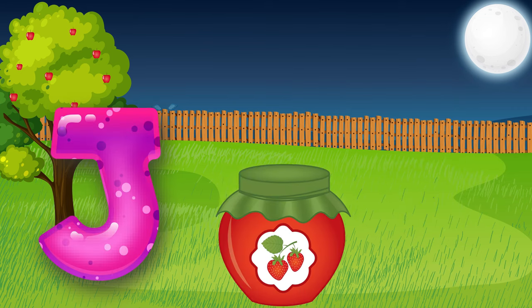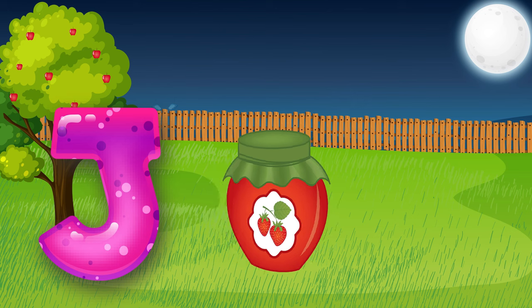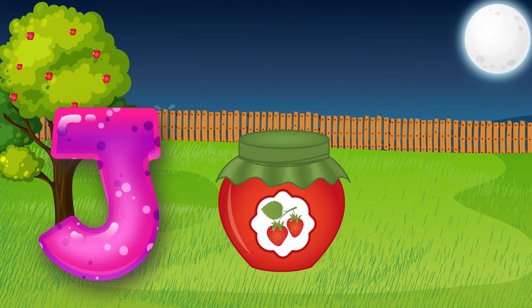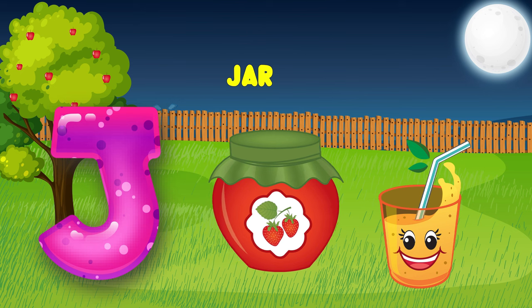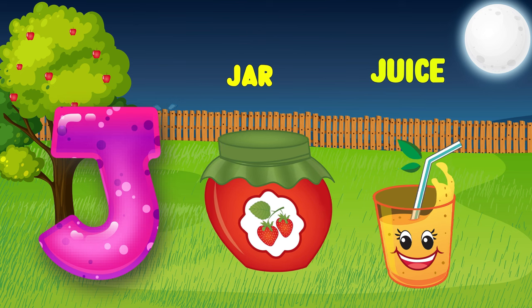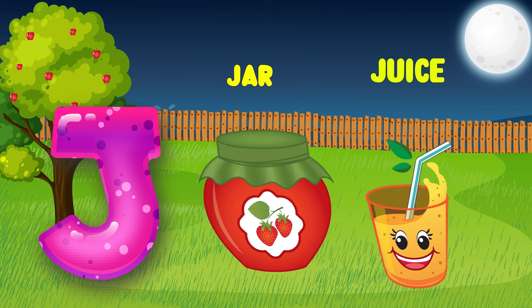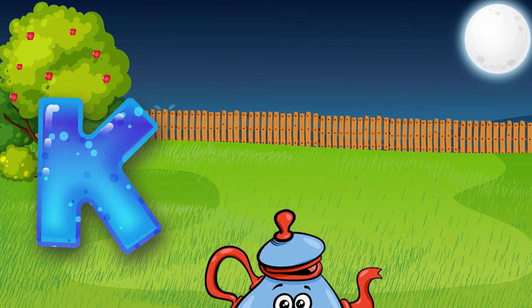J is for jar. J, j, jar. J is for juice. J, j, juice. J is for j, j, j, j, jar. J is for j, j, j, j, juice.